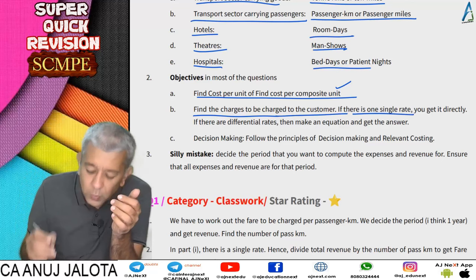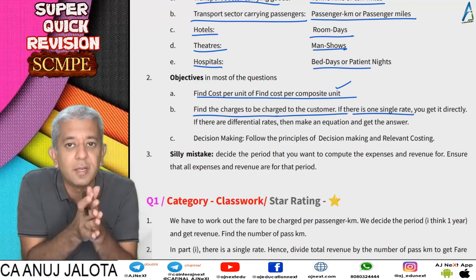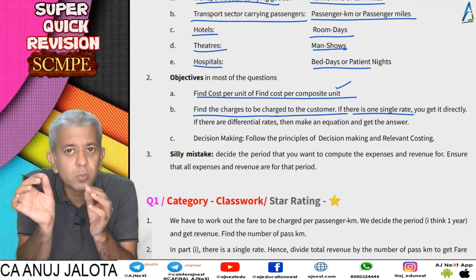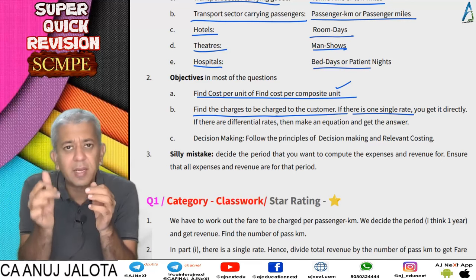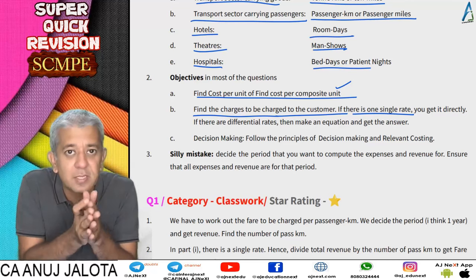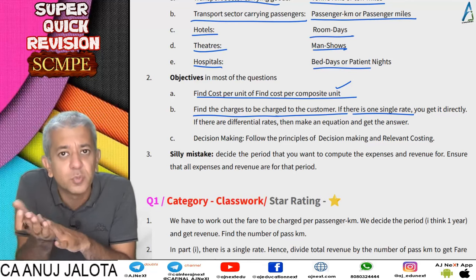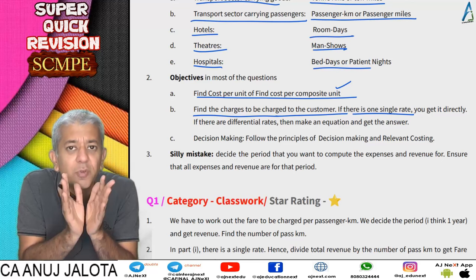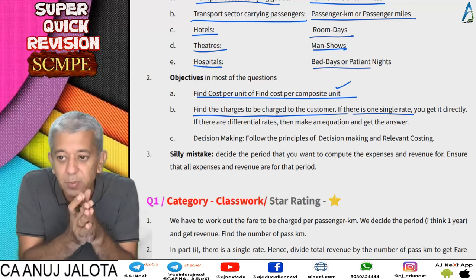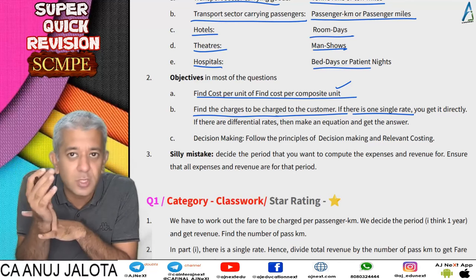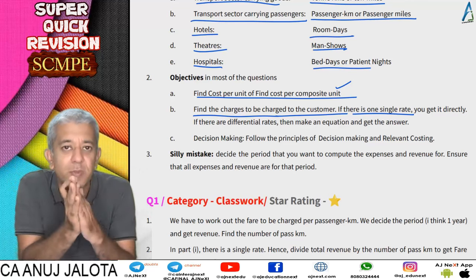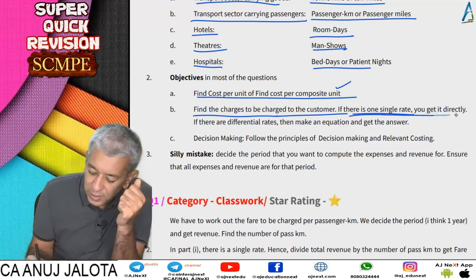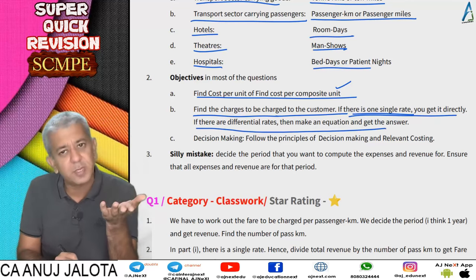Now, if there is one single rate, for example one hotel with a single rate, then it's very simple. Suppose this is the total revenue to be recovered over these many room days. You directly divide, and you get the rate per room day. But there might be cases with a differential rate, say you have different classes of rooms, an aristocrat room, a deluxe room and so on. In that case, you'll have to make the equation and get the answer. One more example: for going, we charge the passenger one rate, while coming back we have a different rate. Then in that case, we make the equation and get the answer. So, if there is one single rate, you get it directly. If there are differential rates, please make the equation and get the answer.